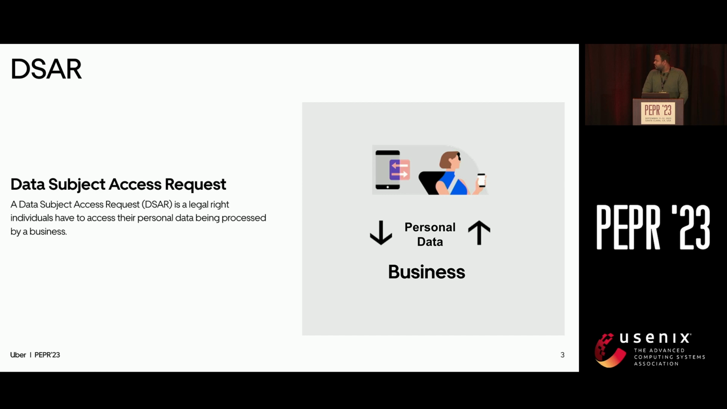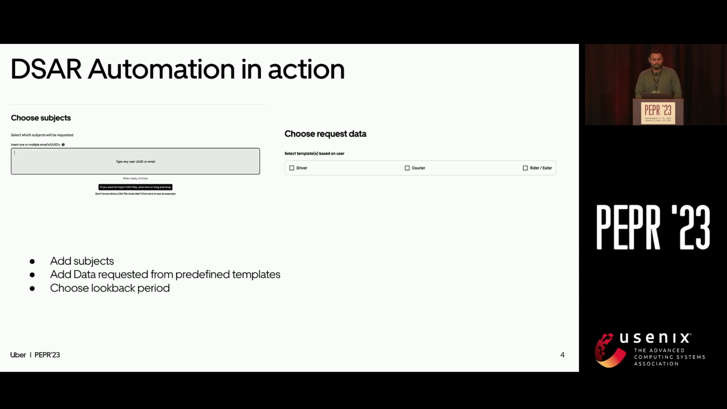Now the manual process of this is pretty taxing. So we have built an internal tool to automate the fulfillment of this DSAR process. Let's have a look at what the tool is. So here's what the automation tool looks like. This is an internal tool that allows support agents to make a simple sequence of selections to submit requests.